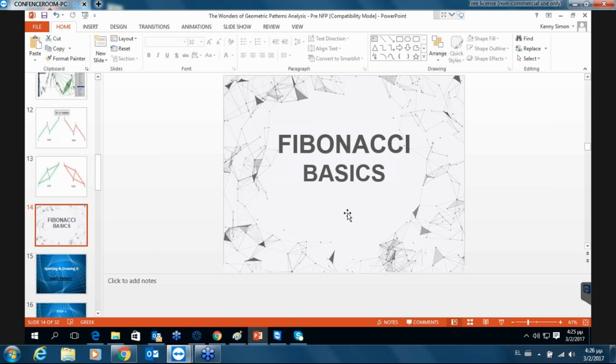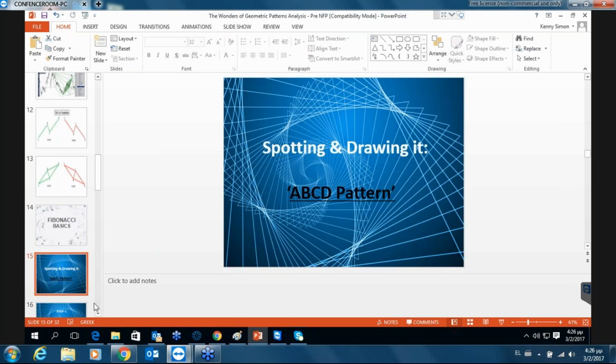So I use Fibonacci tools to do two things. One is to tell me how good the pattern is, how high the probability, how low the risk. And the other is to know where the D point could potentially reach. So this is what I use my Fibonacci tools for, and they are absolutely essential for me in trading the geometric patterns.